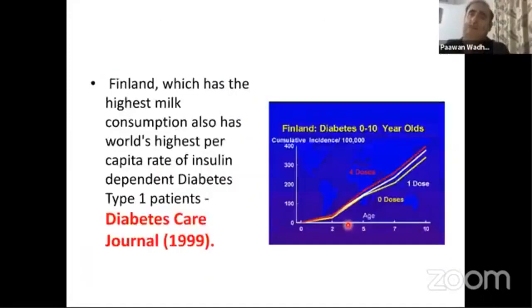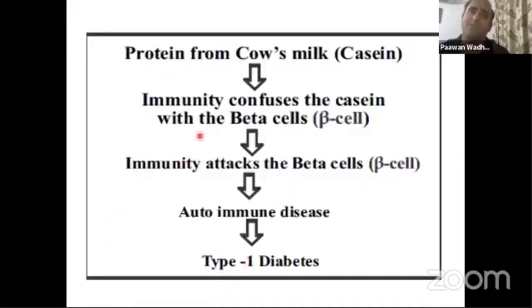So Finland, which has the highest milk consumption, also has the world's highest per capita rate of insulin-dependent type 1 diabetes, because in Finland people drink a lot of milk. So type 1 diabetes cases have the highest number in Finland. This is also a fact given by Diabetes Care Journal 1999. How does milk cause type 1 diabetes?